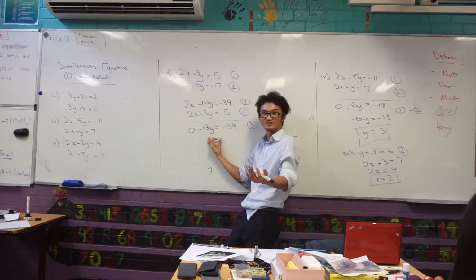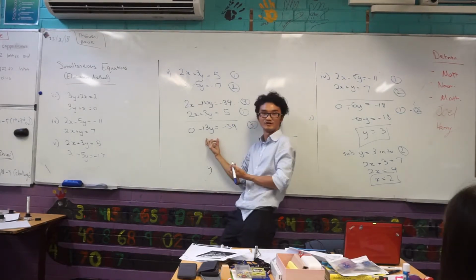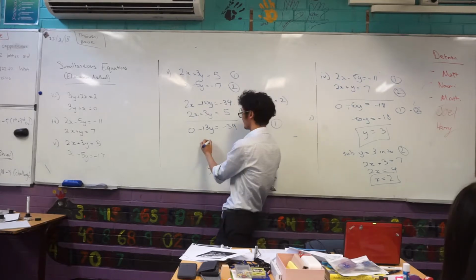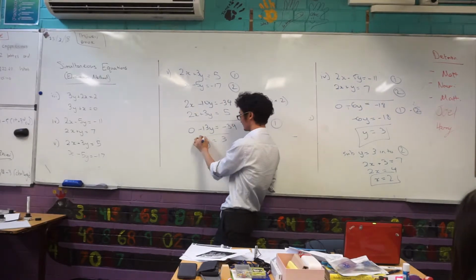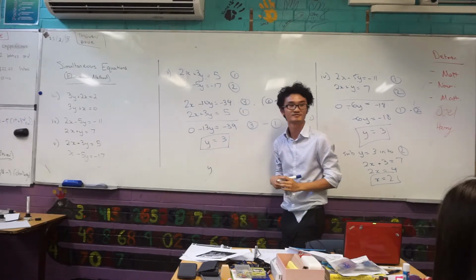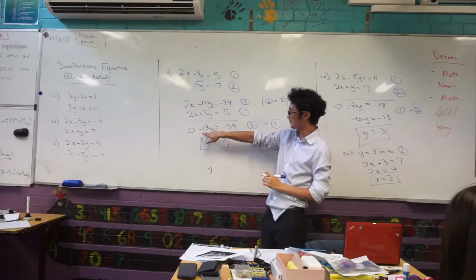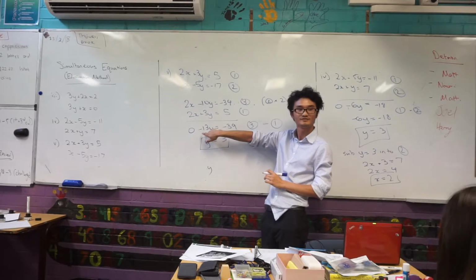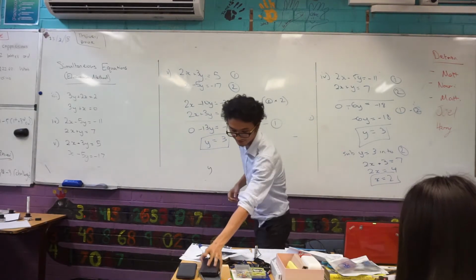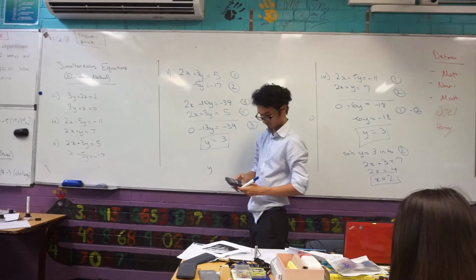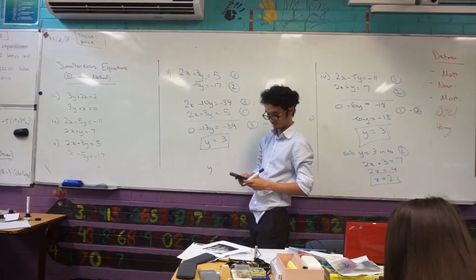Now here it's really easy to solve as per normal, right? You can just divide both sides by negative 13. y equals 3? I think that's good. Yeah. How did you get y equals 3? If I divide both sides by negative 13, just put it in your calculator. Negative 39 divided by negative 13. Isn't that right? No, it's right. I took the wrong way in the calculator.